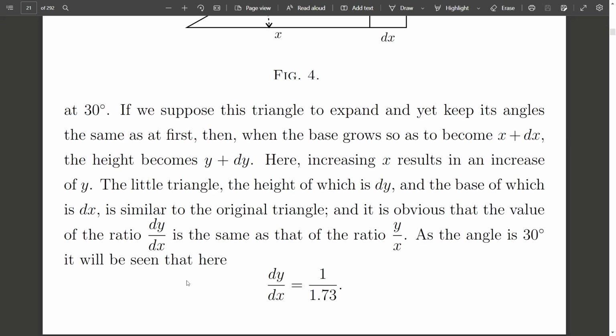The little triangle, the height of which is dy and the base of which is dx, is similar to the original triangle, and it is obvious that the value of the ratio dy by dx is the same as that of the ratio y over x. As the angle is 30 degrees, it will be seen that here dy by dx is equal to 1 over 1.73.